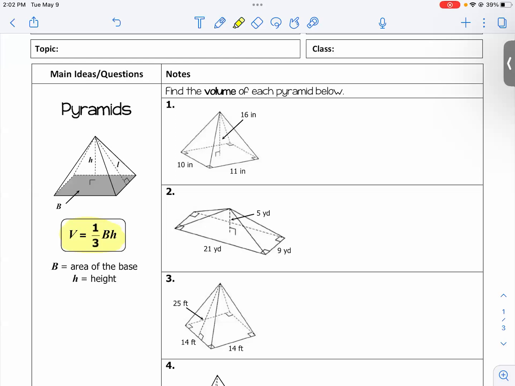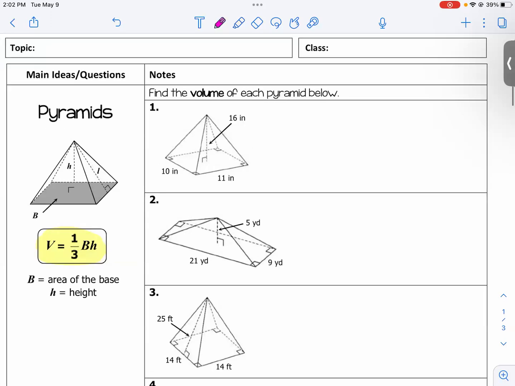Okay, so let's talk about our pyramids. How do we identify a pyramid? Somebody raise their hand and describe to me how I identify a pyramid. Okay, we have one base and all the sides are triangles that meet at a point. The base is in a circle. If the base is a circle, we call it a cone. We'll get there in a moment. So if it is a pyramid, we have 1/3 area of the base times the height.